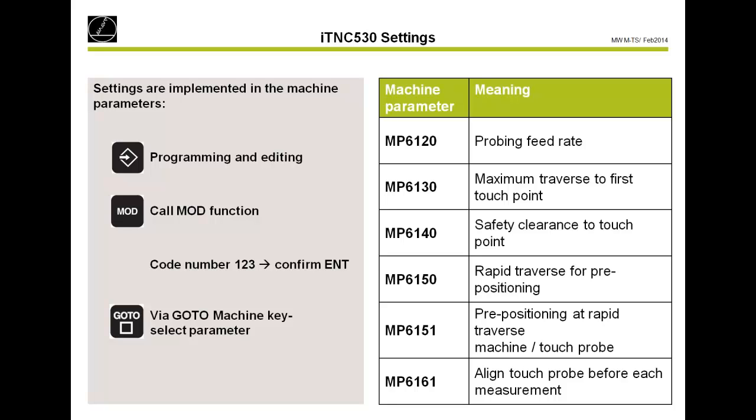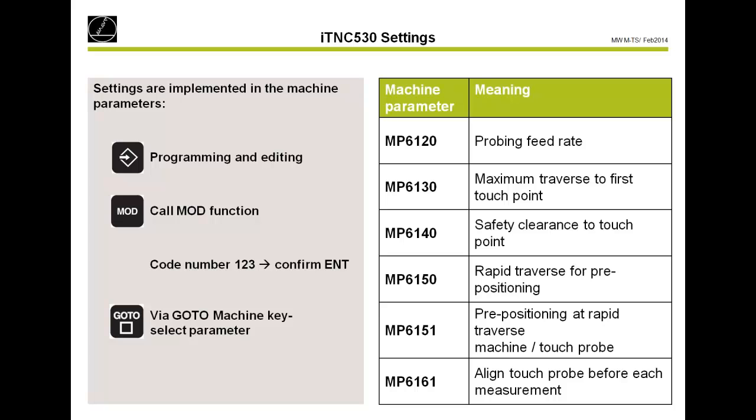This is a very important feed rate because I show you later the working procedure of a probing system, and for this it's important to set the exact probing feed. If you change the probing feed rate, then you also need to calibrate the probing system once more before you restart working. The next parameter, 6130, is the maximum traverse to the first touch point.